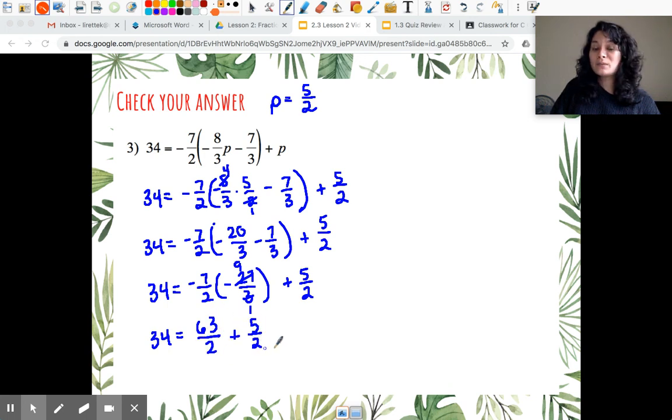Plus 5 halves. Again, my denominators are the same, so that was at least kind of easy for this problem. So I can just add these numerators to get 68. And then if I divide 68 by 2, I'm just cutting that number in half, which I can easily do with both of those values. 6 divided by 2 is going to give me 3, and 8 divided by 2 gives me 4. So this ends up being the correct answer.